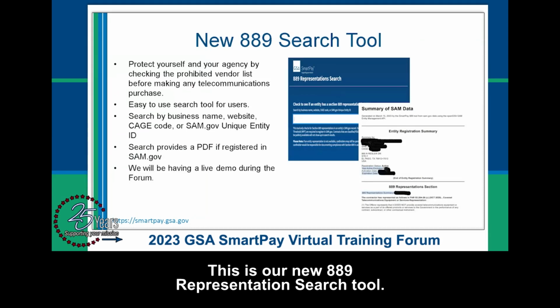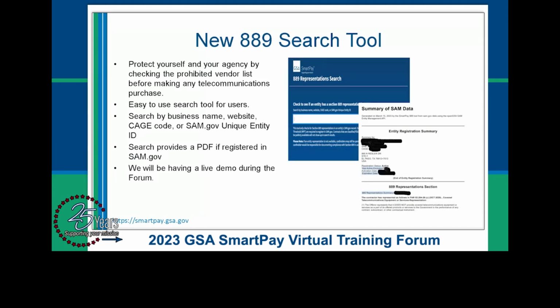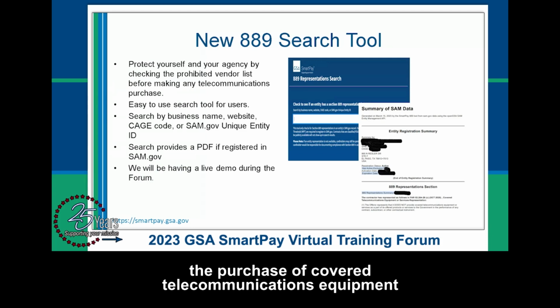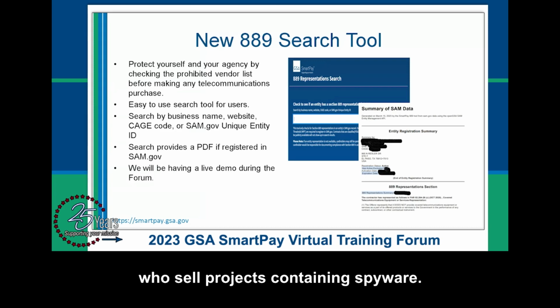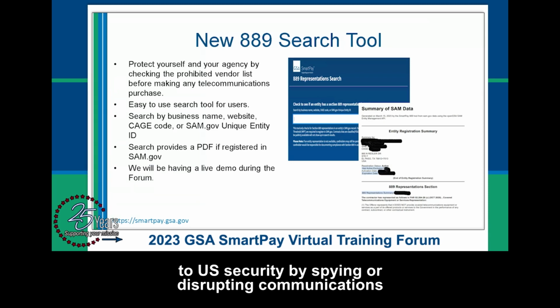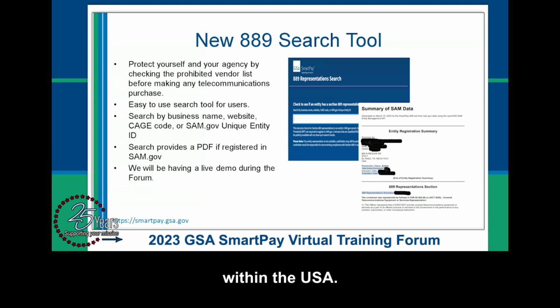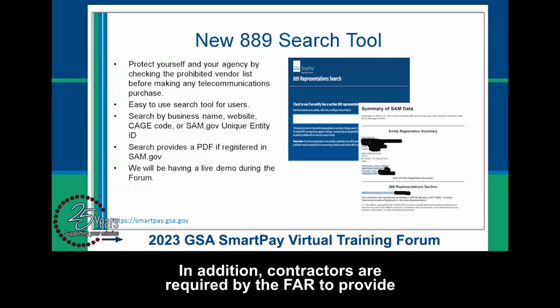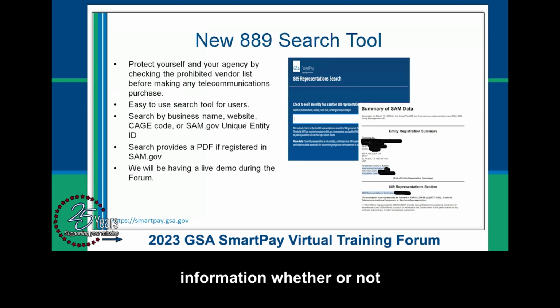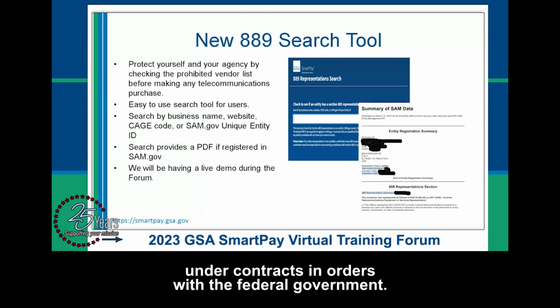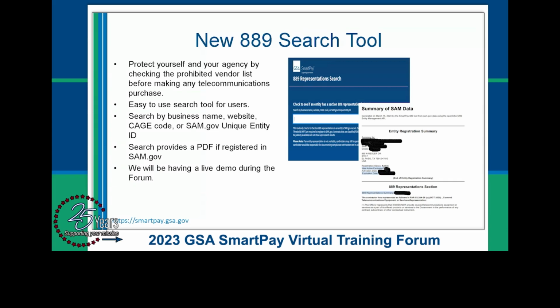This is our new 889 representation search tool. The FAR case 2018-017 prohibits the purchase of covered telecommunications equipment and services from vendors who sell products containing spyware. These devices could pose a threat to U.S. security by spying or disrupting communications within the USA. In addition, contractors are required by the FAR to provide information on whether or not they are providing covered telecommunications under contracts and orders with the federal government.